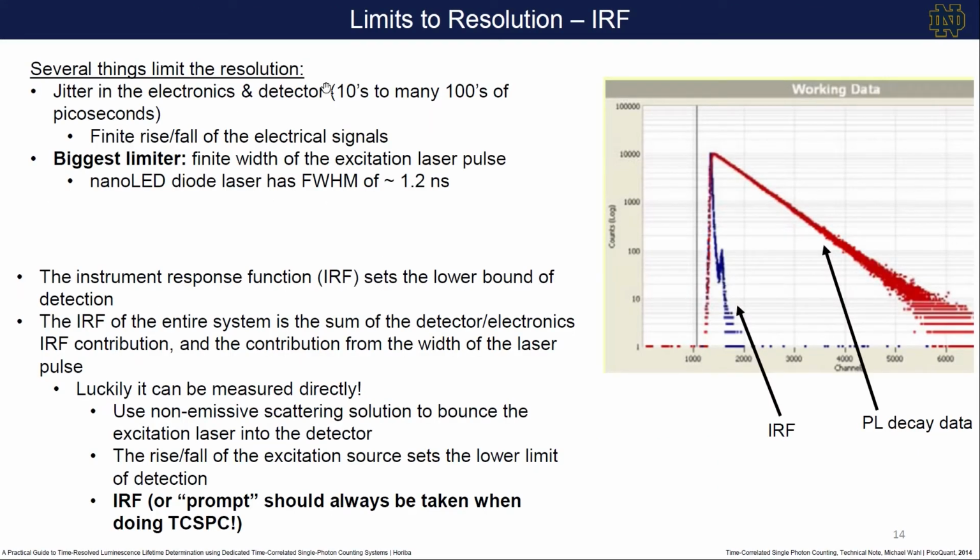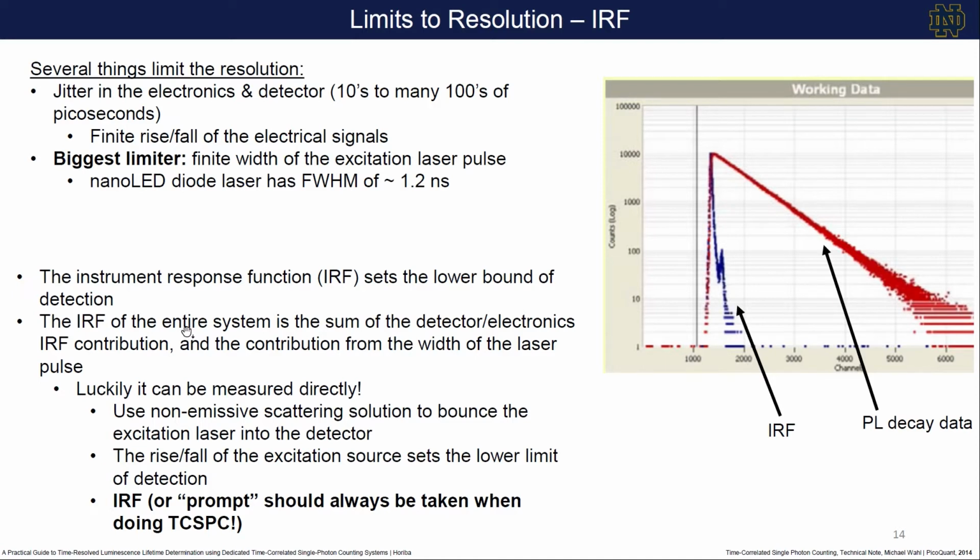So what are some of the things that limit resolution? One of them is jitter in the electronics in the detector. So this can be on the order of tens to hundreds of picoseconds. Essentially what this has to do with is the rise and fall of electronic signals in the different electronics in the system. However, the biggest limiter to resolution really is that finite width of the excitation laser pulse. So as I mentioned, our nano LED diode laser has a full width at half max of about 1.2 nanoseconds. So what that means is we're limited by how big this pulse is in terms of what we can actually detect. So again, the instrument response function, the IRF, sets the lower bound for detection.